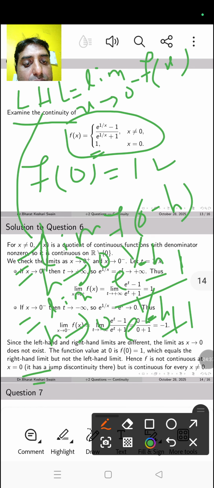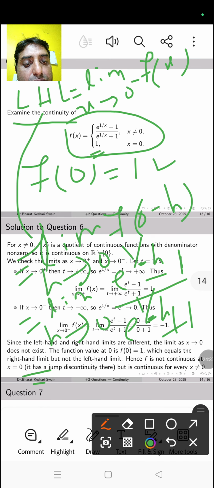Now what will be the value? e to the power minus infinity means what? 0. e to the power minus infinity is 1 by e to the power infinity, and 1 by infinity we know that it is 0. So e to the power minus infinity will be equal to 0. So 0 minus 1 divided by 0 plus 1. So what is the final answer? It is minus 1. What is minus 1? Left hand limit.